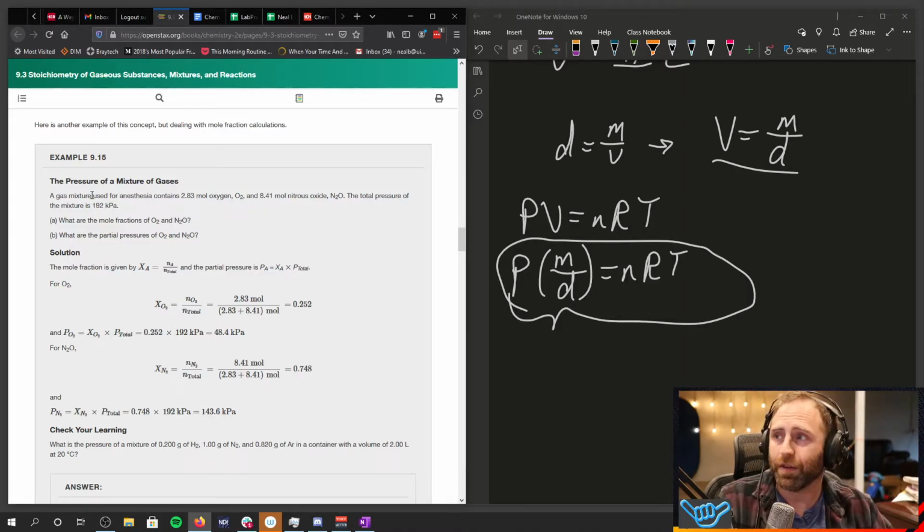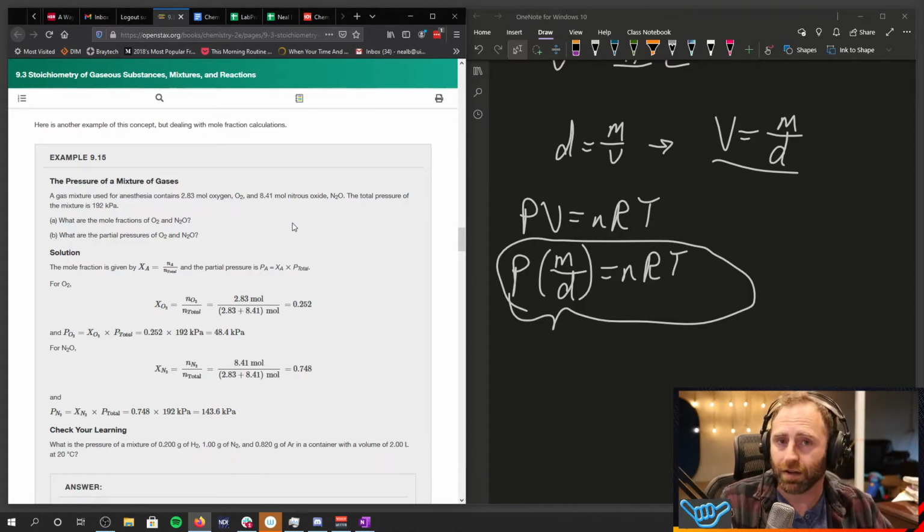So, for example, this problem in 9.15, it's telling you how many moles of oxygen and how many moles of nitrogen or nitrous oxide. And it tells you your total pressure. Well, if you've got a mixture and it's only oxygen and nitrous oxide, you could figure out your mole fraction of either the oxygen or the nitrous oxide.